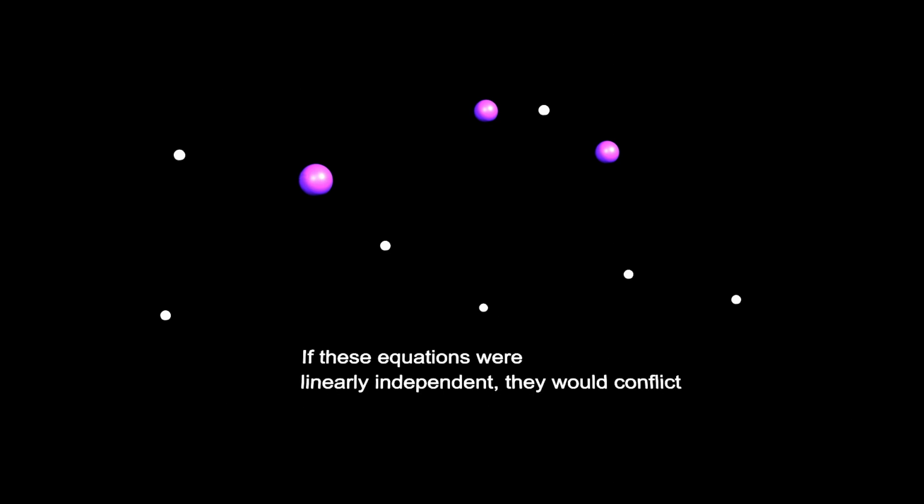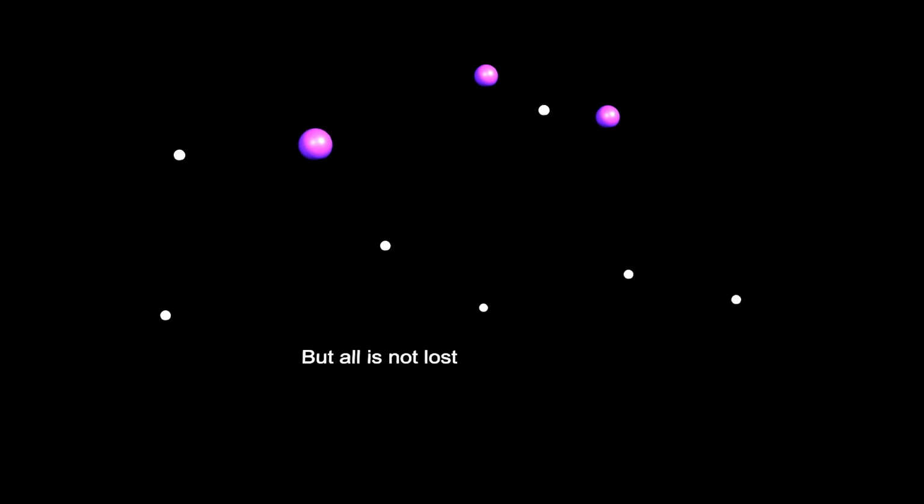If these equations were linearly independent, they would conflict. Instead, the equations are linearly codependent, which prevents us from solving for individual positions and momentums. But all is not lost.